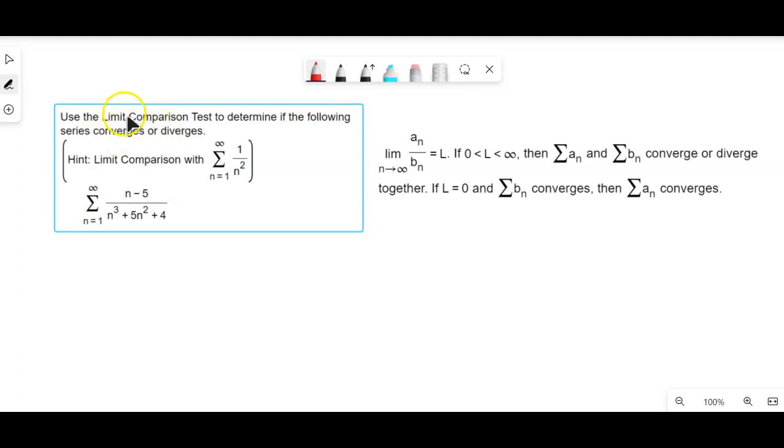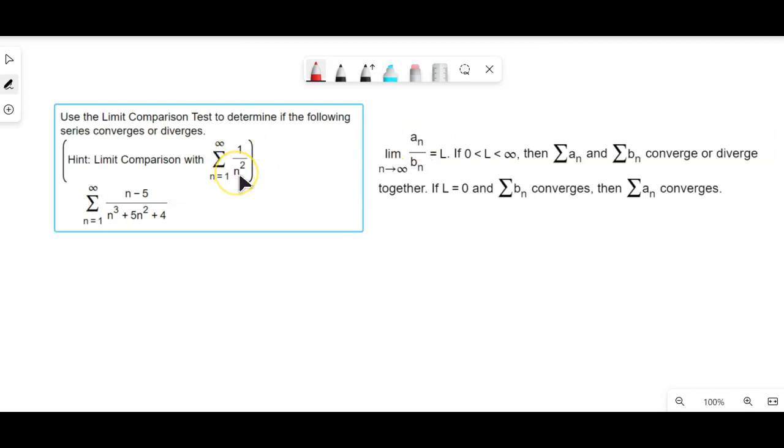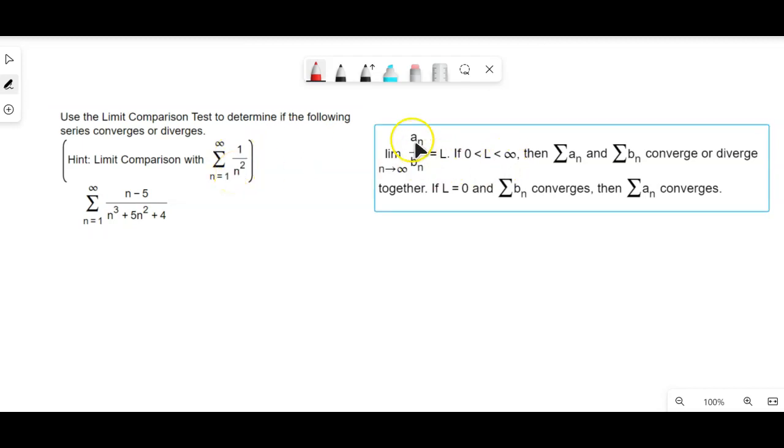All right, guys, on this one we're told to use the limit comparison test. And what it basically says is, one of these two we know what it does. So let's hypothetically say b sub n is the one we know what it does. So if we take a limit as n goes to infinity, so we're basically looking at what's happening to the terms of these series, not the sum of the series, but the terms of the series.